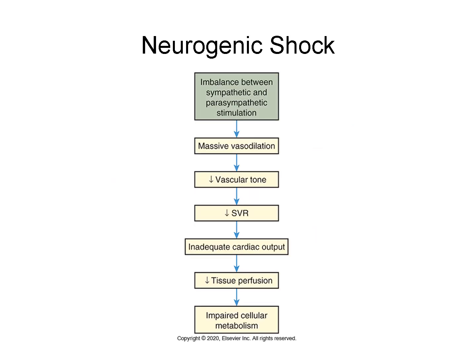Neurogenic shock arises from disruption of the autonomic nervous system, often after spinal cord injury or severe trauma. This leads to widespread vasodilation, bradycardia, and hypotension. Blood pools in the peripheral circulation, reducing preload and cardiac output. Prompt stabilization and vasopressor support are essential.